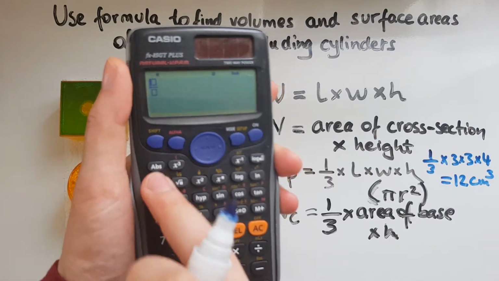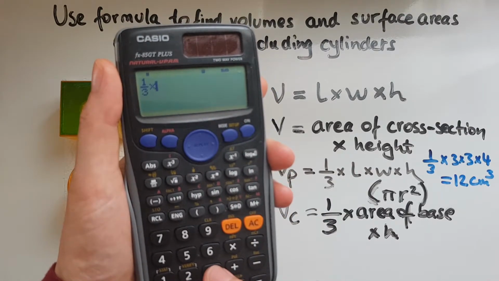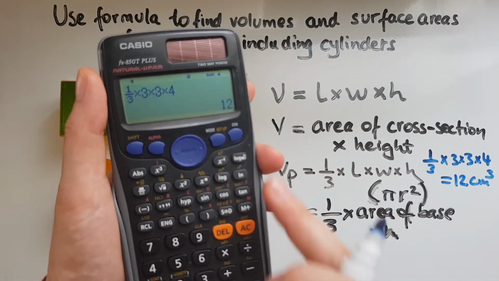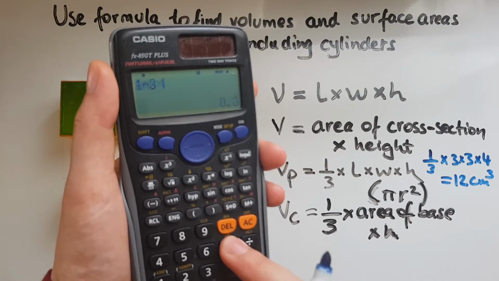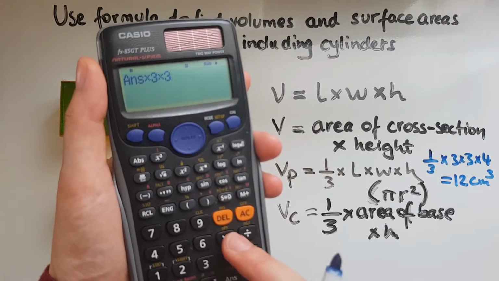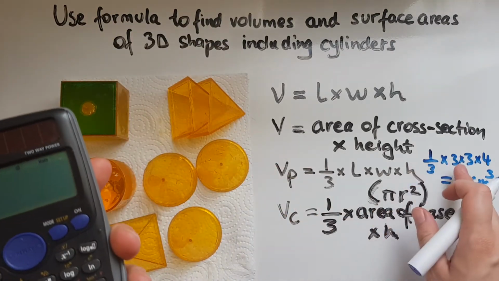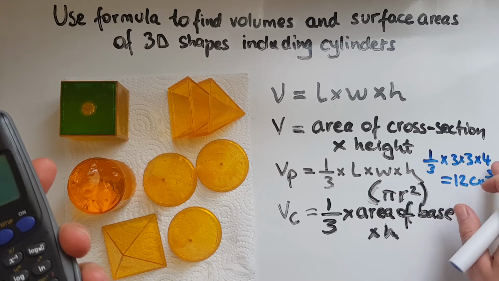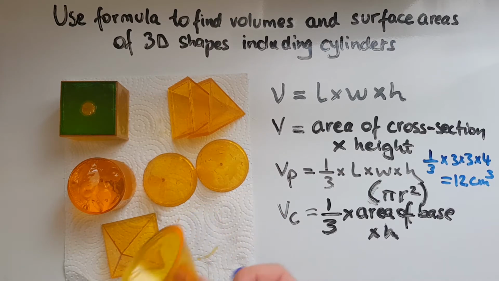You could do it with a calculator as well. 1/3 of, so times 3 times 3 times 4 equals 12, or just do 1 divided by 3 times 3 times 3 times 4. That still gives us 12. Or you could do 1/3 of 3, which is just 1, times 3 is 3, times 4 is 12. So there are different ways of doing this. And let's have a look at an example of a cone.